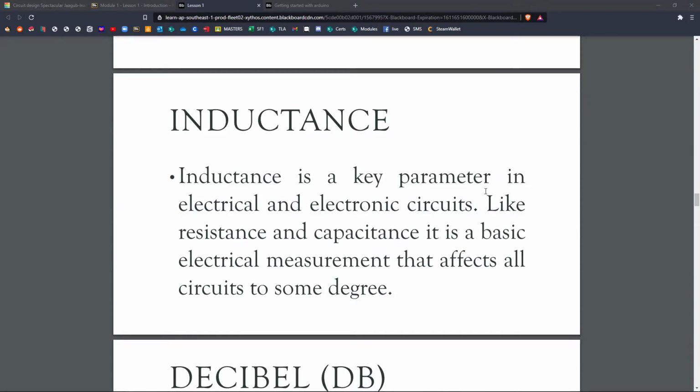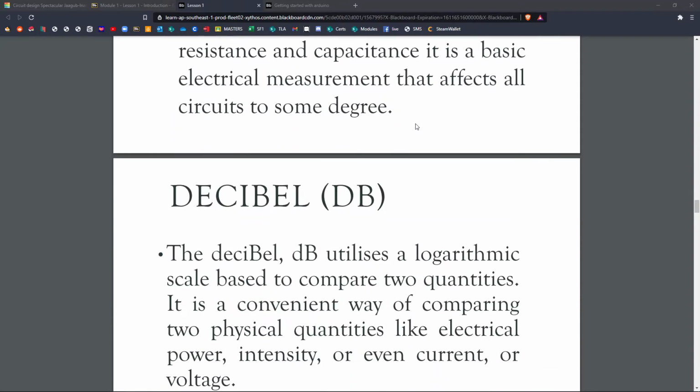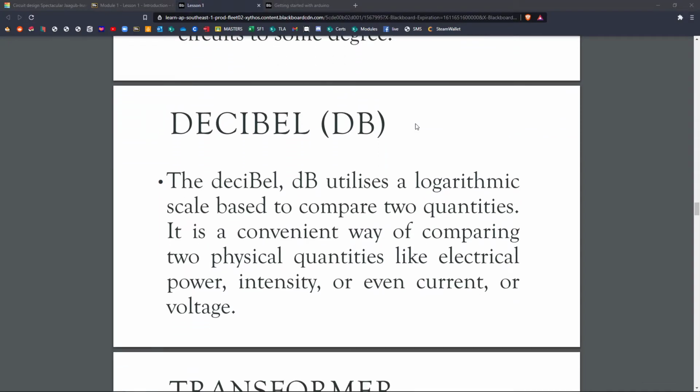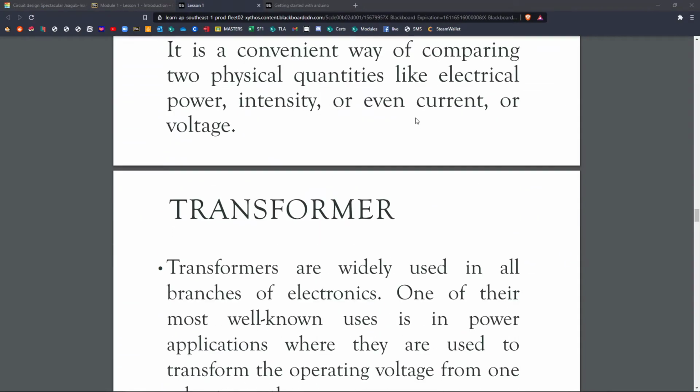Inductance. Inductance is a key parameter in electrical and electronic circuits. Like resistance and capacitance, it is a basic electrical measurement that affects all circuits to some degree. I will be explaining what inductance is in our future lessons, but we will ignore this for now. Decibel. Decibel is a unit that is utilized in a logarithmic scale to compare two quantities. It is a convenient way of comparing two physical quantities like electrical power, intensity, or even current or voltage.